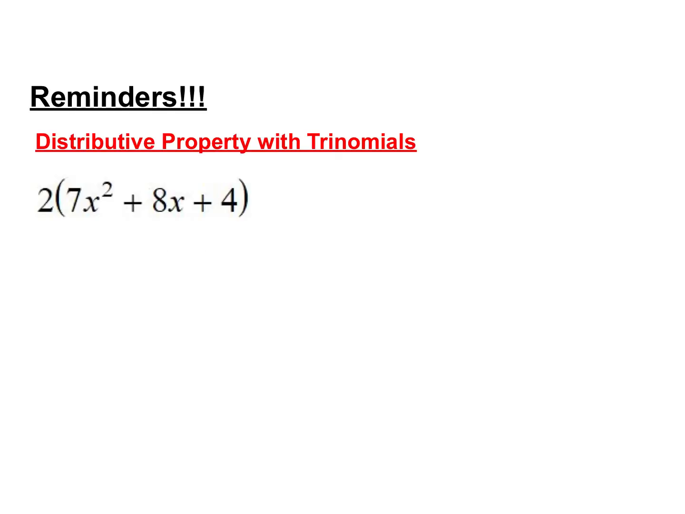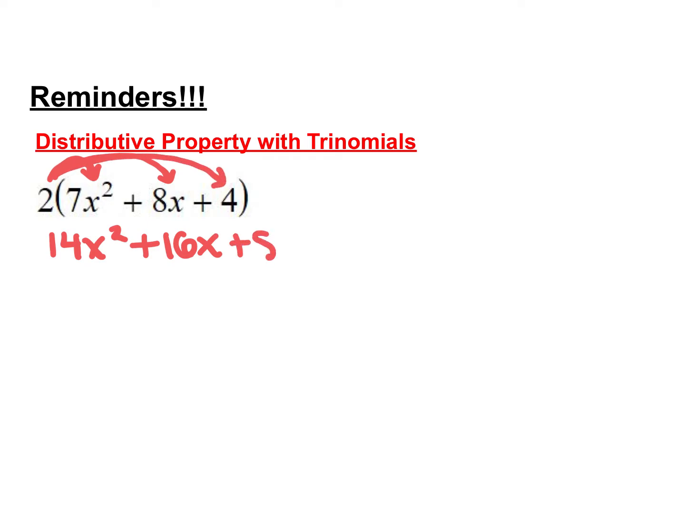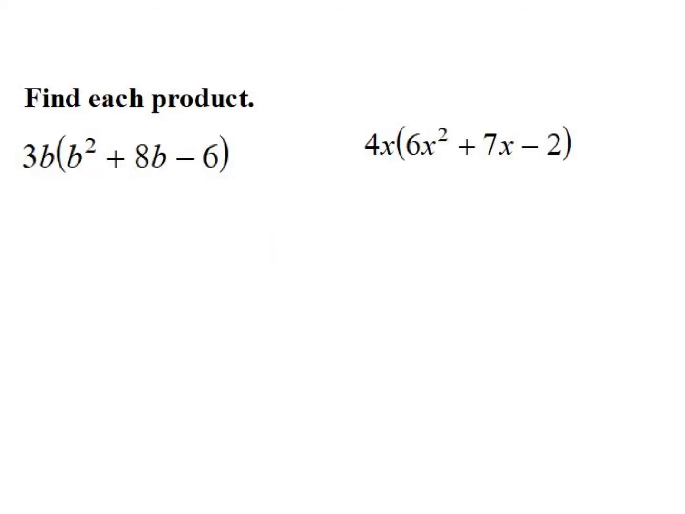So first, when we're applying the distributive property with trinomials, as a reminder, you're distributing this 2 to every term. So I distribute the 2 times the 7x squared to give me 14x squared, the 2 times the 8x, so it's plus 16x, and the 2 times the 4, so it's plus 8. So while there are 3 terms, we're following the same process. So first, let's go through some examples with this process.